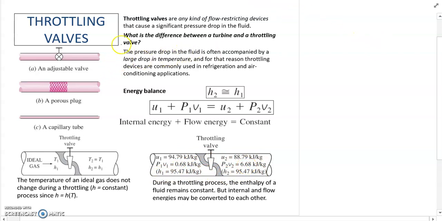Normally the other name for a throttling valve is isenthalpic, where isenthalpic means equal enthalpy. So you have to remember this: H1 is equal to H2. There are several types of device: throttling valve, adjustable valve, porous valve, and capillary. What's important is you have to remember that it will cause a significant pressure drop in the fluid. Another thing to point out is that for an ideal gas, T remains constant, but for other fluids, since there is a huge pressure drop, your T will also change. Okay, I'll stop here and we'll continue.